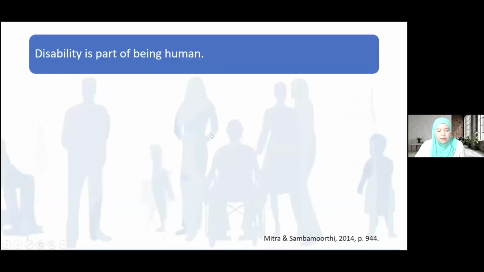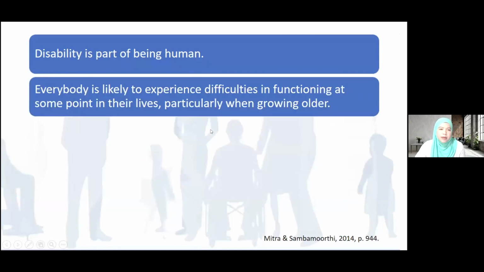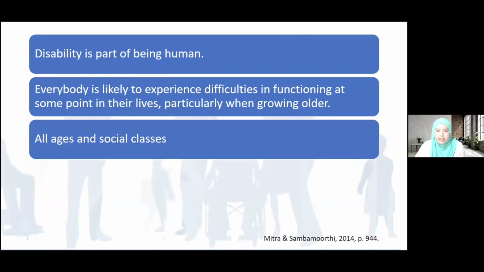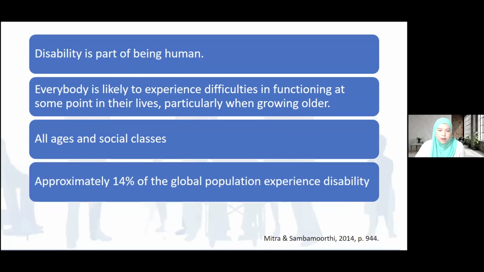So, first of all, disability is part of being human. Everyone is likely to experience some difficulties in functioning at some point in their lives, particularly when they're growing older. It can affect all ages and social classes, and approximately 40% of the global population experience disability, including 12% of those aged 18 to 64, and nearly 40% of those above 65 years old.